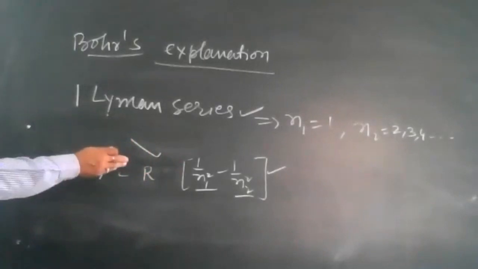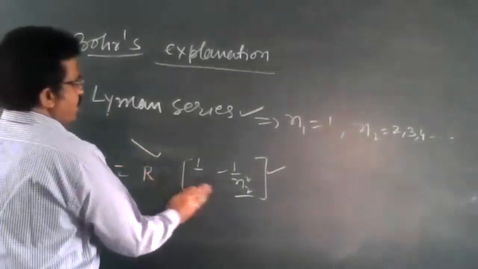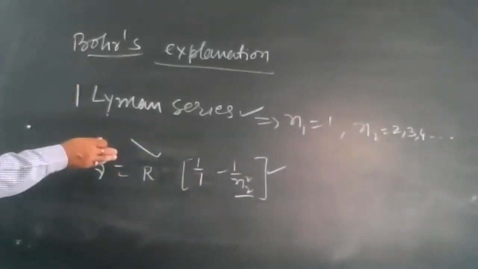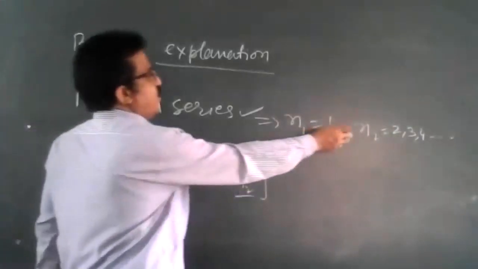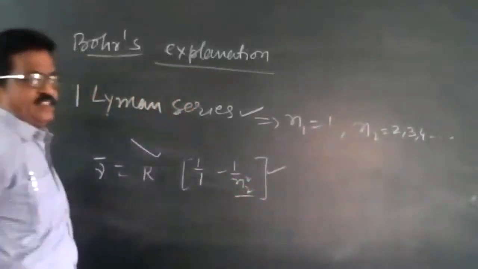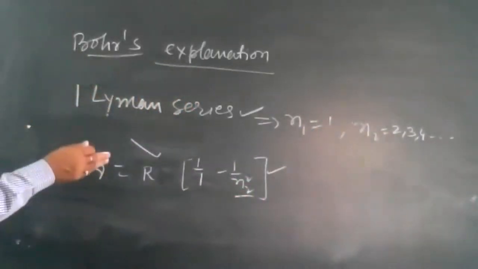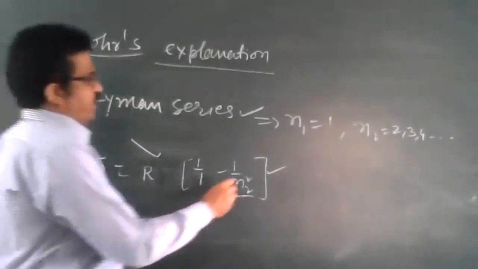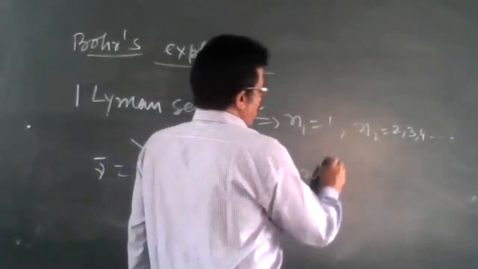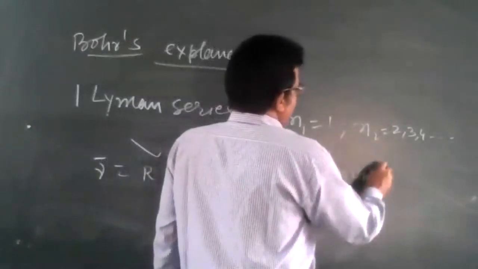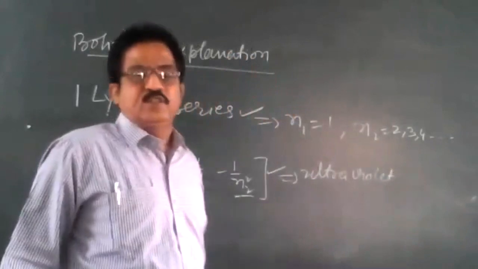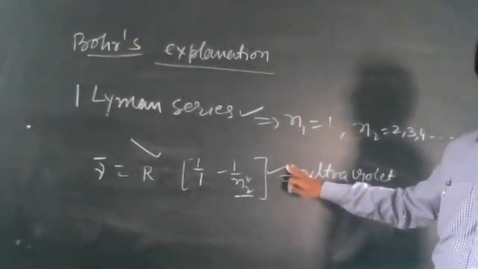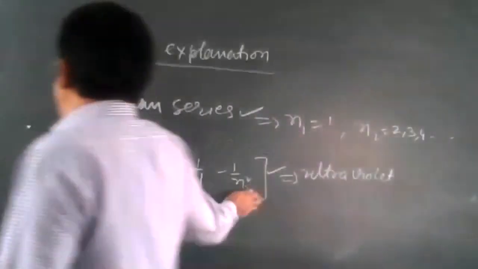You put N1 is equal to 1 here. 1 का square 1 हो जाएगा. And you can put here N2 is equal to 2, 3, 4 like this. These values of nu bar are in the ultraviolet region. जो values यहाँ पर आएगी बच्चों, this is in the ultraviolet region. This value comes out with the help of this formula. Put here 2, 3, 4 like this and solve.